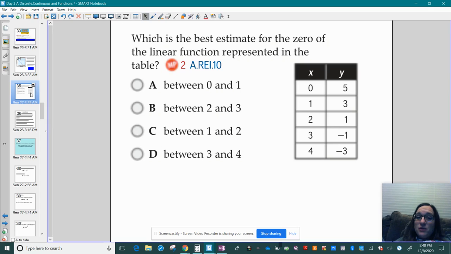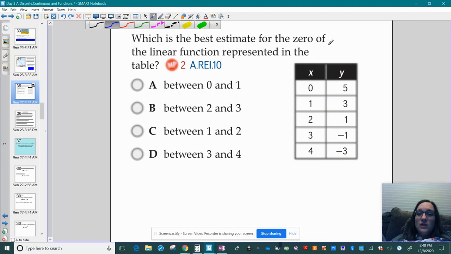Which is the best estimate for 0 of the linear function represented in the table? So we're estimating what 0 would be. Oh, for the 0. Okay, so if we're going for the 0, it's not the 0, 5. That's a y-intercept. When they ask for 0, they want the x-intercept. So we want a value for x, and y is 0. And if we look, it's going in order, but 0 for y would be somewhere between here. So if 0 is our y, x would have to be between 2 and 3.